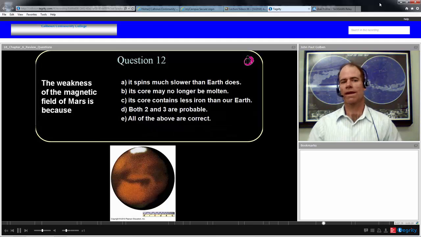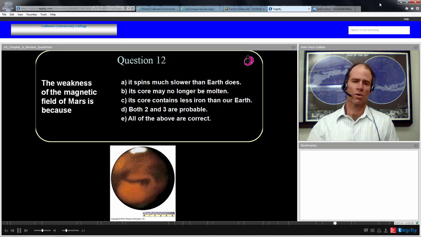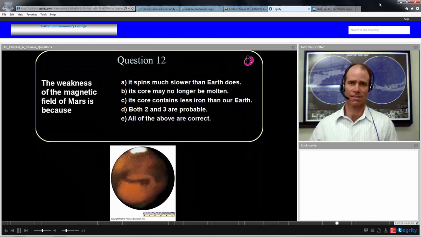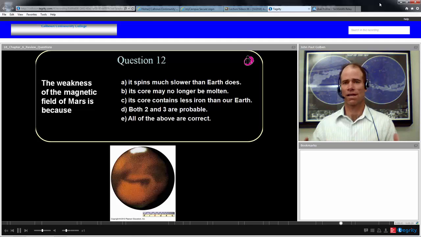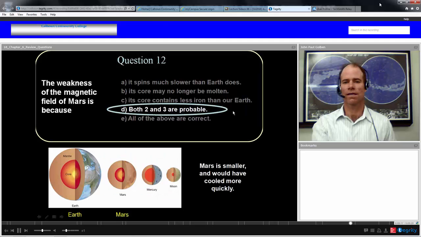The weakness of the magnetic field of Mars is because it spins at about the same rate as the Earth does, so it's not that. Its core may no longer be molten. That's very likely, because if it were molten and spinning like it does, we should see a magnetic field. Its core contains less iron than our Earth. That's very likely too, because the density of Mars is 30% less than the Earth, so it probably doesn't have as much iron as the Earth does, a real heavy material like iron. So both 2 and 3 are probable. So the answer is D.